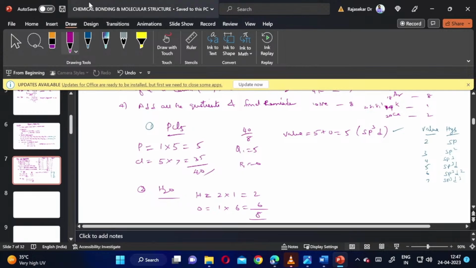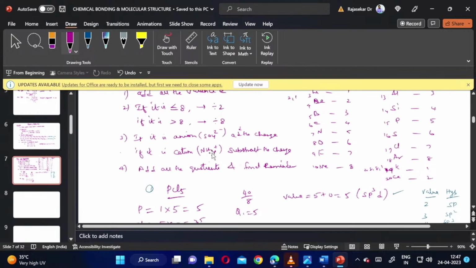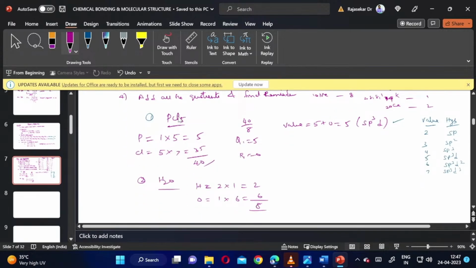8 means, see the rule: if it is 8 or less than 8, divide by 2. The total valence electrons is 8, so you divide by 2. The quotient is 4, and the remainder is 0. So the value is 4 plus 0, answer 4. 4 means sp3 hybridization. Simple. Understood? One more example I'll give.